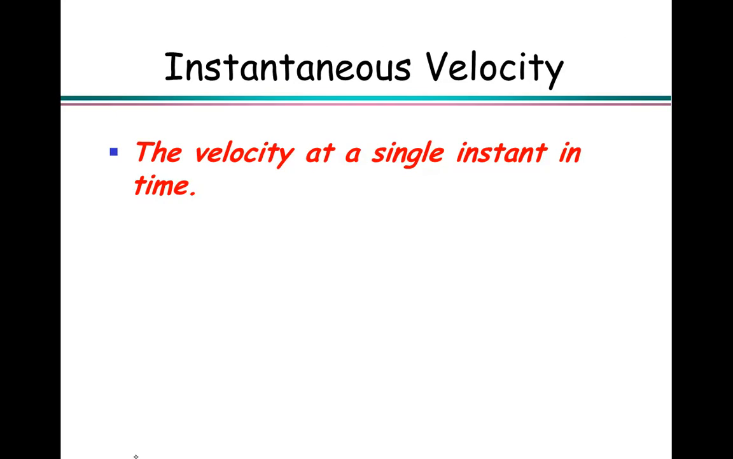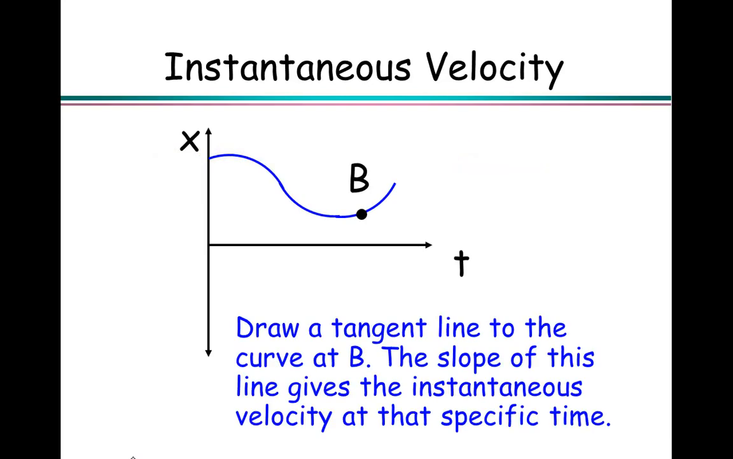So instantaneous velocity is our next topic. The instantaneous velocity is the velocity at a single instant in time. So the way we find the instantaneous velocity is by finding the slope of a tangent line. So if I want to find the velocity right at that instant, I would estimate a tangent line, and then I would have to calculate out the rise and run of that tangent line.